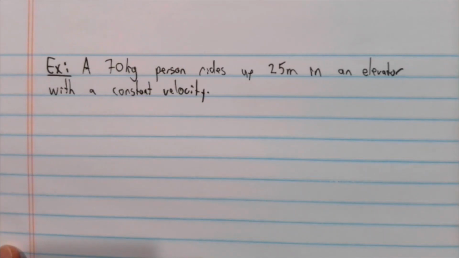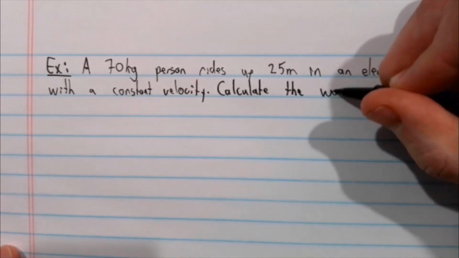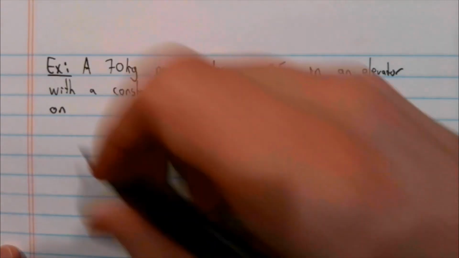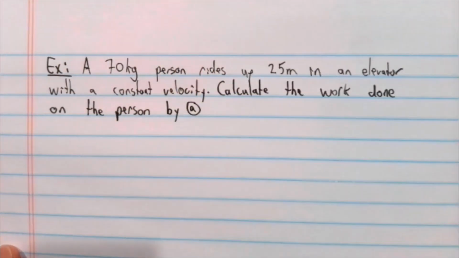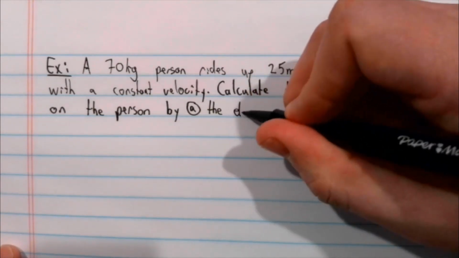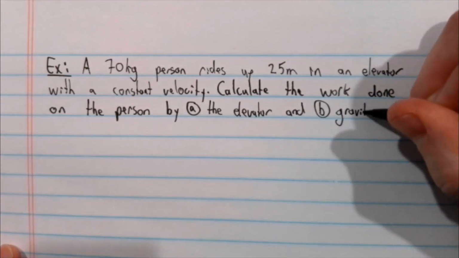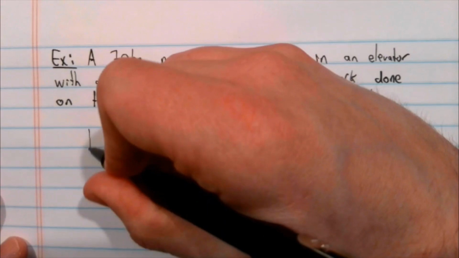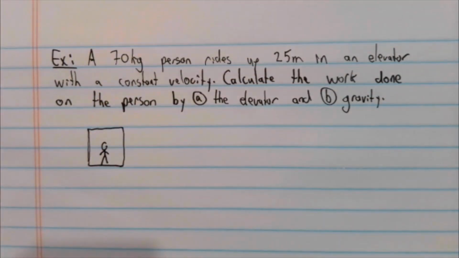Make sure I'm not missing any information. Nope, that's it. Calculate the work done on the person by A, the elevator, and B, gravity. Let's draw a quick picture too.